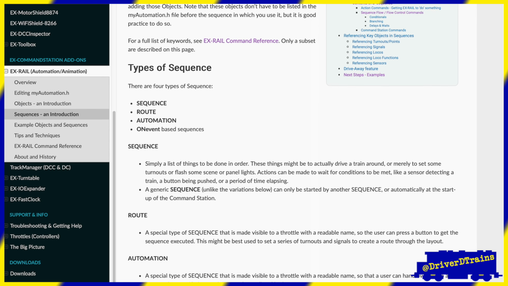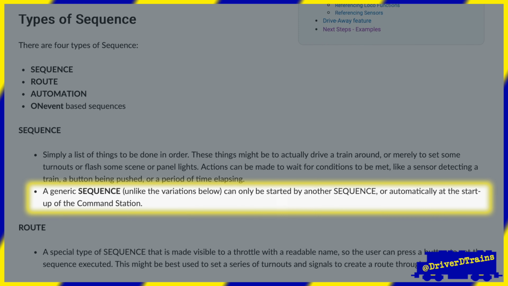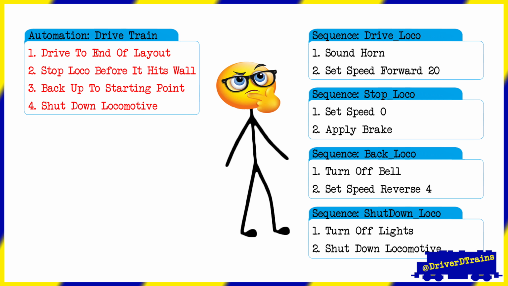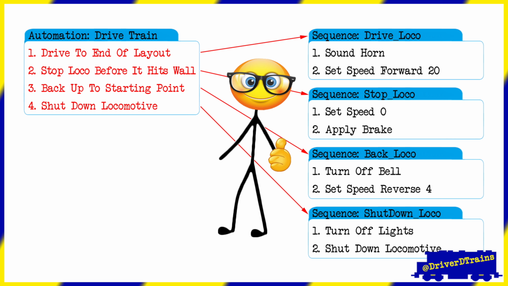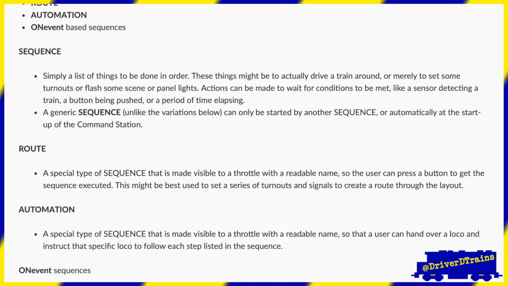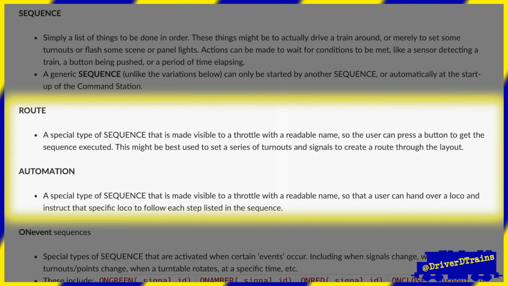EX-Rail sequences are handy tools for helping us script our automations, but they are normally invisible to the user. In other words, they don't show up in a train throttle. Instead, we trigger or activate sequences from within our automation script. However, EX-Rail does offer 2 special types of sequences that do show up in train throttles: automations and routes.